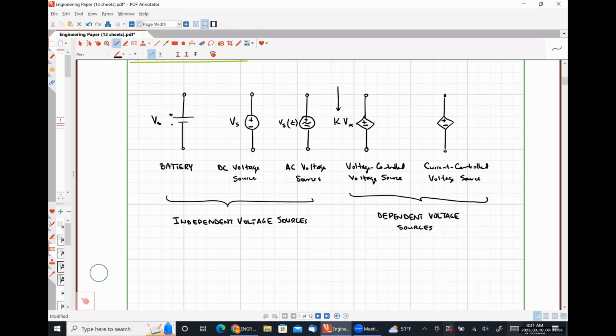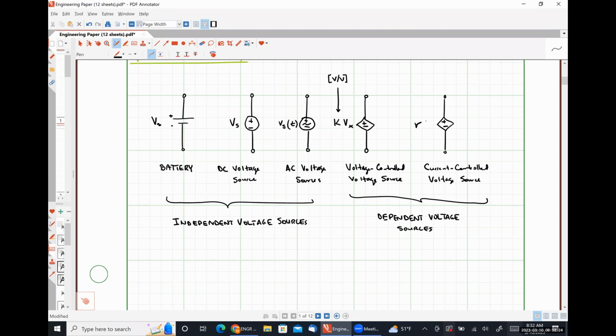K here is a unitless quantity, or we could think of it as volts per volt, okay? So it's converting some voltage elsewhere in the circuit into the voltage that is being supplied by this particular element. In contrast, our current controlled voltage source, let's see, is going to be R times Ix, where this scaling factor R has units of volts per amp.